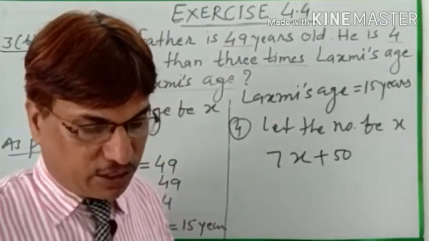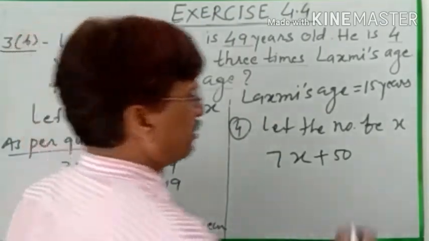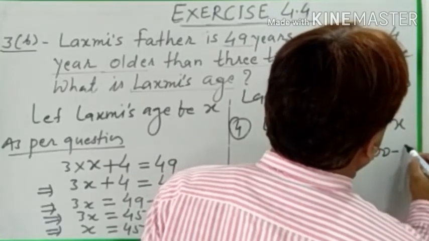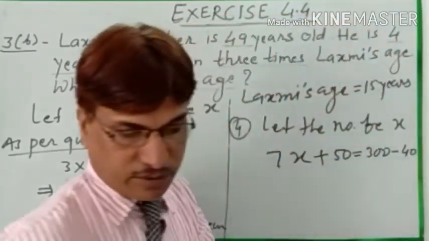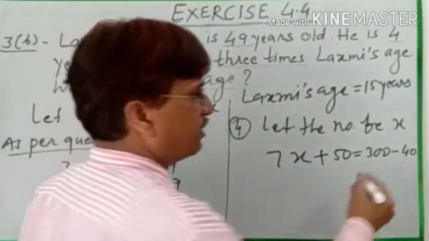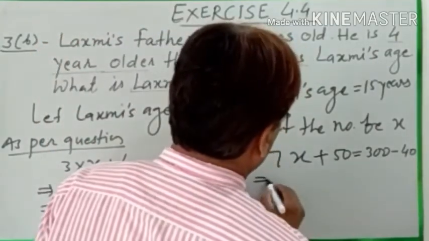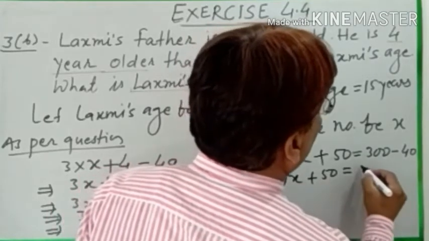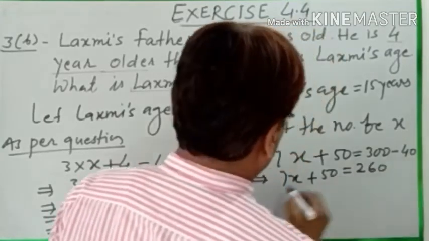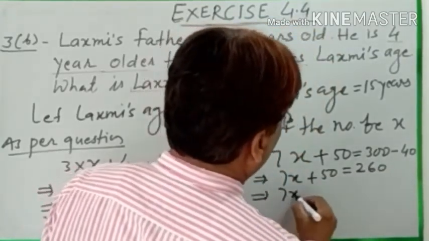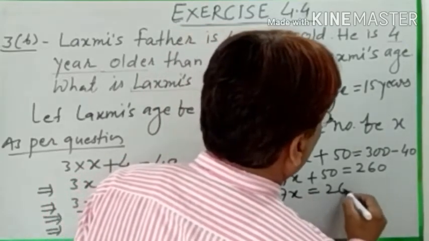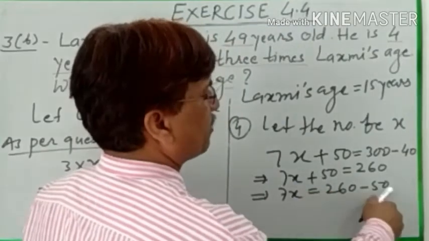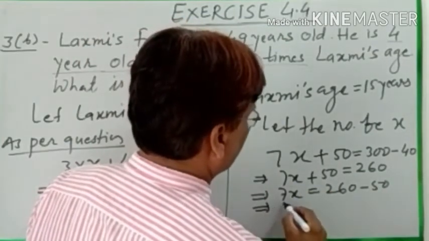To reach a triple century, you still need 40. Triple century, 300 minus 40. You still need 40 means minus 40. 7x plus 50 is equal to 260. Now 7x is equal to 260 minus 50, plus 50 becomes minus 50.